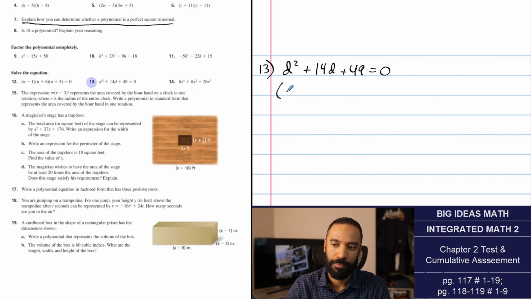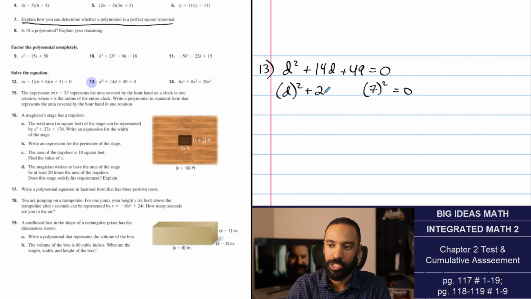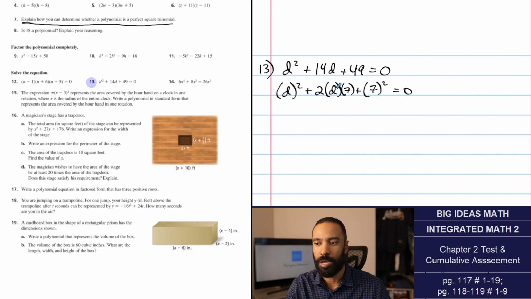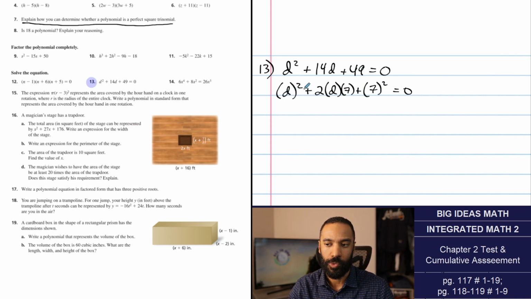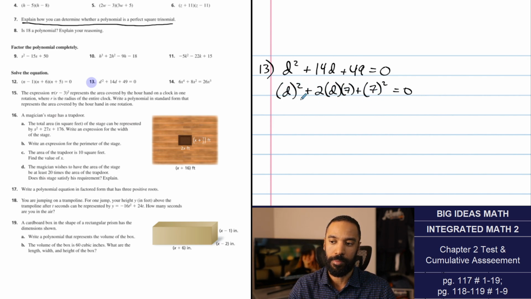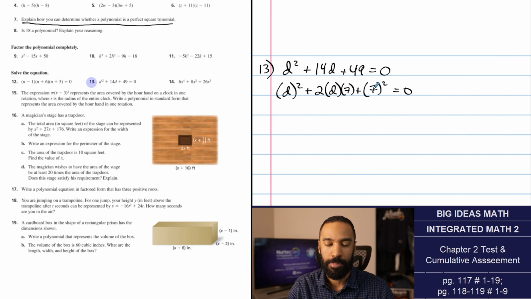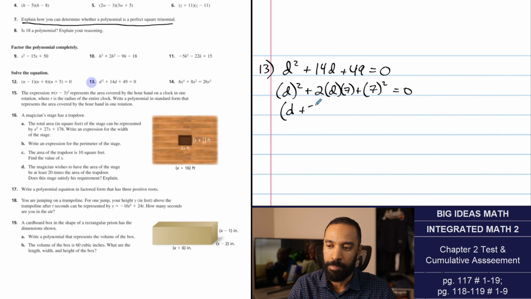In this case, we square 1d to get d squared. We square 7 to get 49. And the question is, are we doubling 7d, d times 7? Are we doubling 7d to get 14d? The answer is yes, and that's the recognition. We have a squared plus 2ab plus b squared, where a is d and b is 7. So this does factor into a plus b quantity squared, d plus 7 quantity squared, and that is the factorization of that.